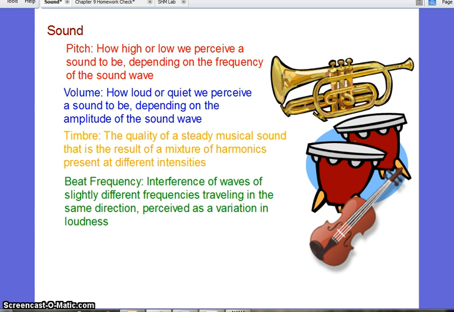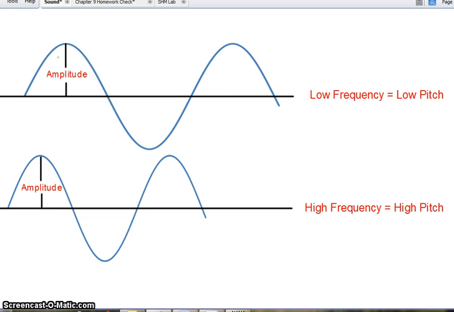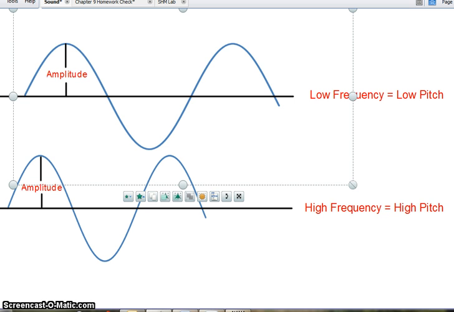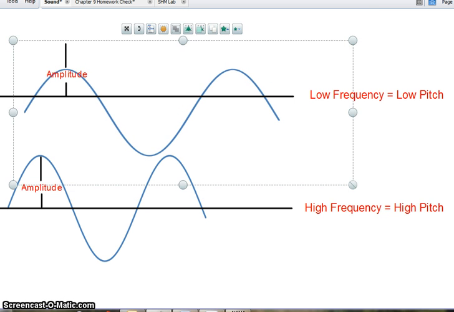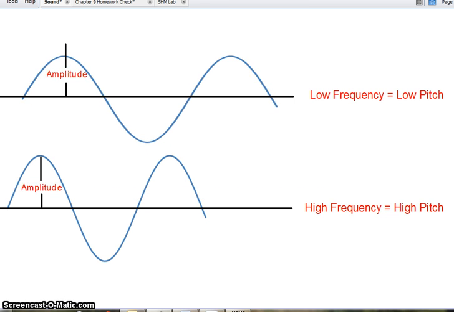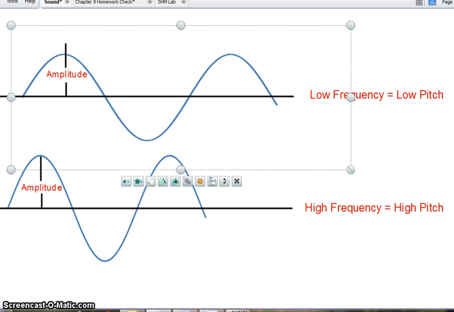The next thing is volume, and the volume is how loud we perceive the sound to be, and it depends on the amplitude of the sound wave. And so here we have a certain wave that has a certain amplitude, and so the amount of amplitude is how loud it is. If we decrease that amplitude, it's going to make it a quieter sound.